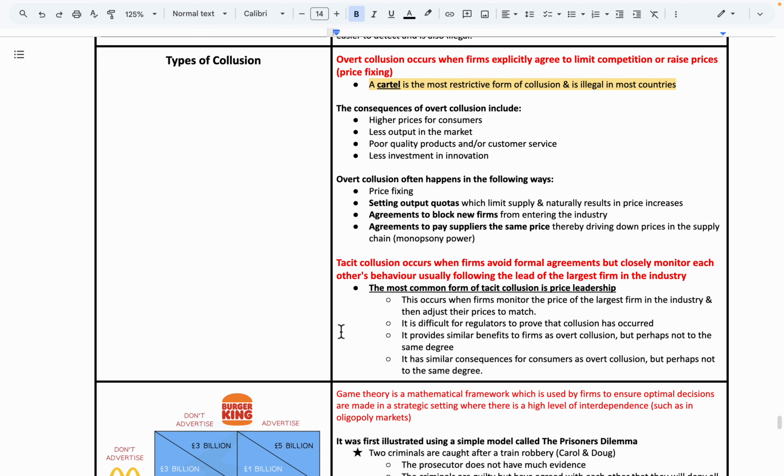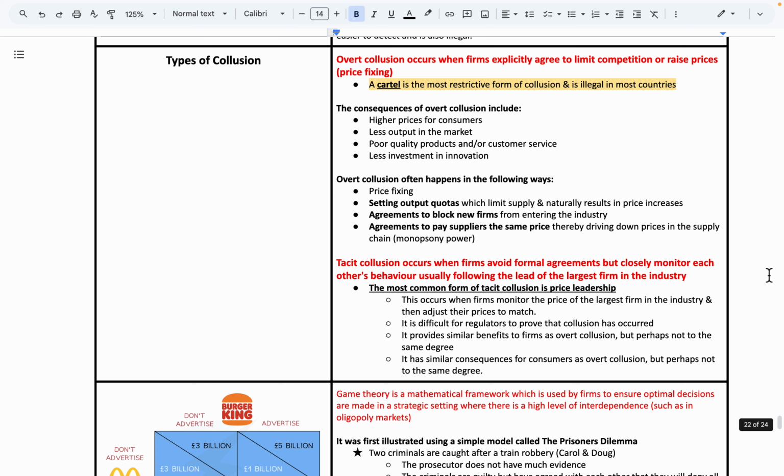And now we have tacit collusion, which occurs when firms avoid formal agreements but closely monitor each other's behavior, usually following the lead of the largest firm in the industry. The most common form of tacit collusion is price leadership.